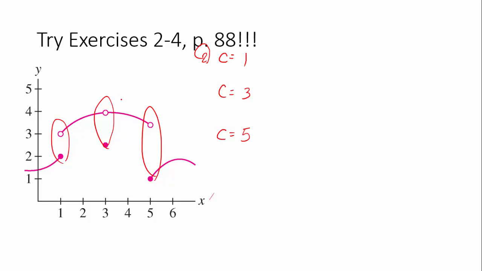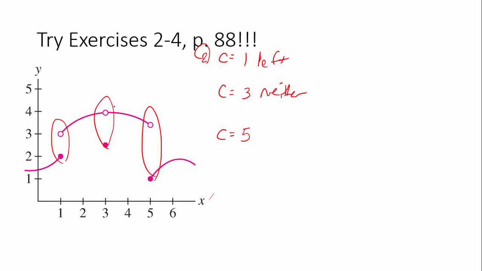Okay. So for c equals 1, as x approaches 1 from the left, we get f of 1, which is 2. However, when x approaches 1 from the right, we have a hole at 3, and that's not the value at 1. So I'm going to say that f at 1 is left continuous, because as we go from the left, we approach the function value, but from the right, we approach a hole. c equals 3. From the left, we approach a hole, and from the right, we approach a hole. So this is neither, okay?